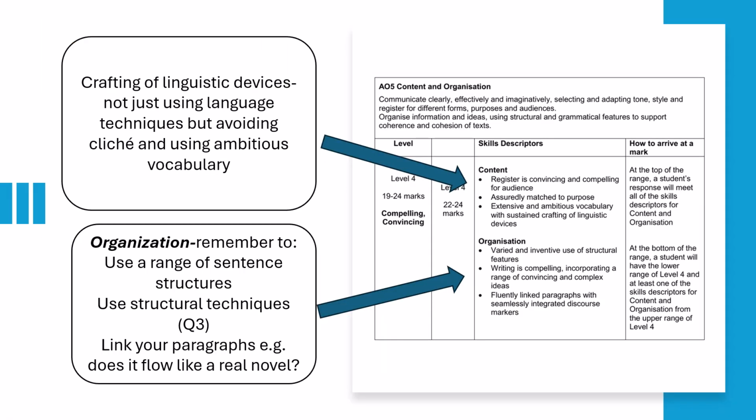Now what we're going to do is think about our creative writing. What we've got here is the top end of the mark scheme. You can see it says level 4, 19 to 24 marks. Essentially what it comes down to is these 2 things to make sure we get a good mark for AO5. The first thing is this idea of crafting linguistic devices.